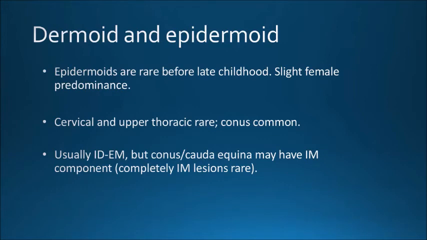So now coming to the dermoid and epidermoid tumors. Epidermoids are rare before late childhood and there is slight female predominance. Cervical and upper thoracic spine involvement is rare, but the most commonly involved region is the conus medullaris. These are usually intradural extramedullary, but conus and cauda equina lesions may have an intramedullary component as well.